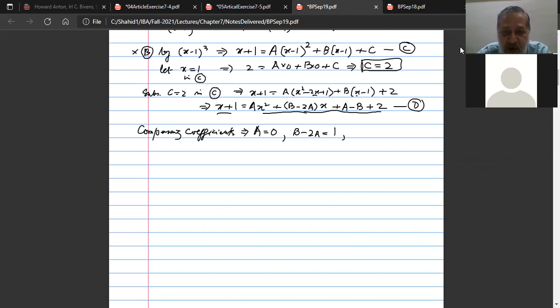Do we have constant term on both sides? Yes, we have. On the left, the constant is 1. On the right, the constant is a minus b plus 2, which is equal to 1. Now, when I use a is equal to 0 here, I get the value of b, which is 1.